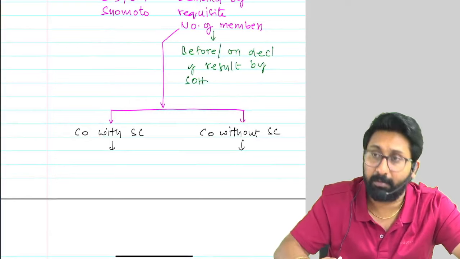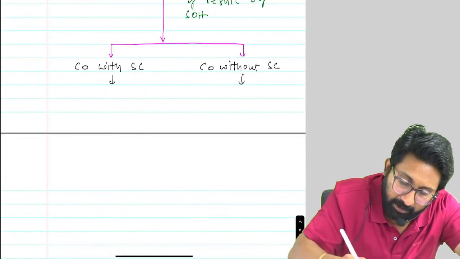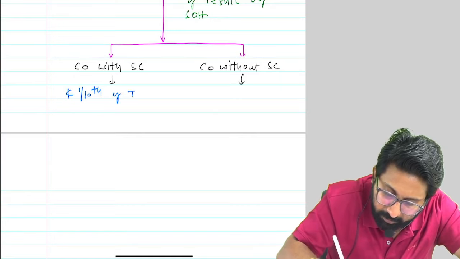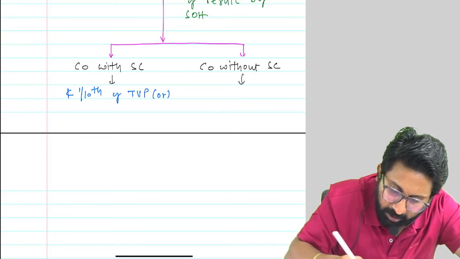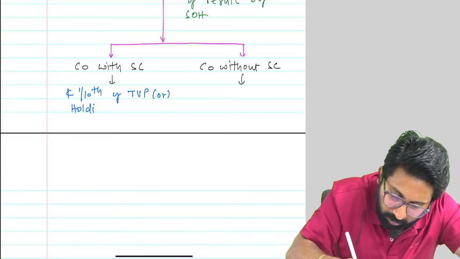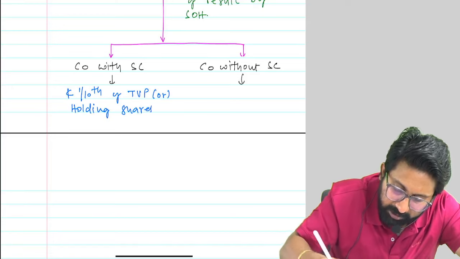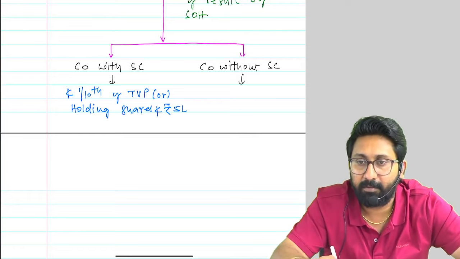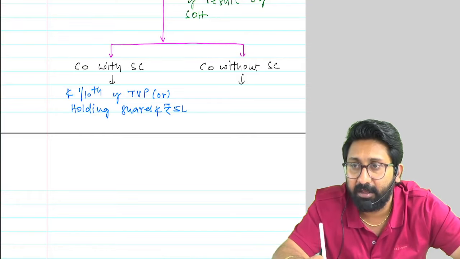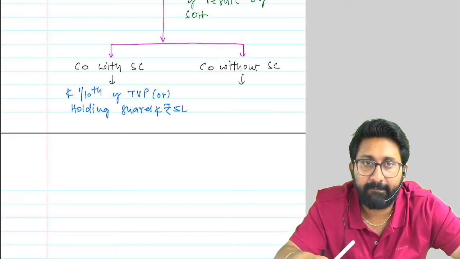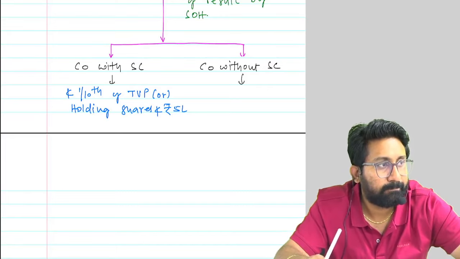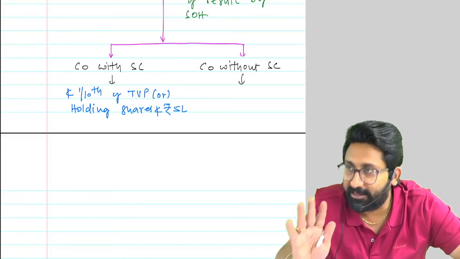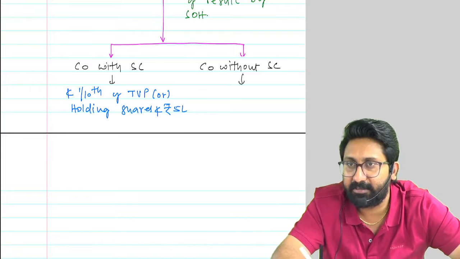Okay, write down. Company with share capital: members holding not less than 1/10 of the total voting power, or holding shares of not less than rupees 5 lakh, not 50 lakh, not less than 5 lakh. Whichever is higher, whichever is lower, nothing. Either satisfy this or this.